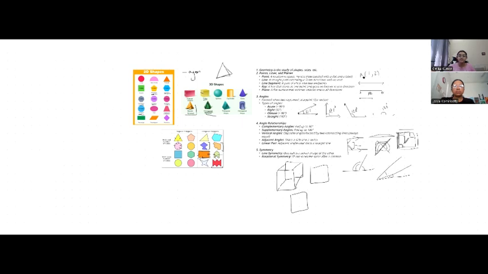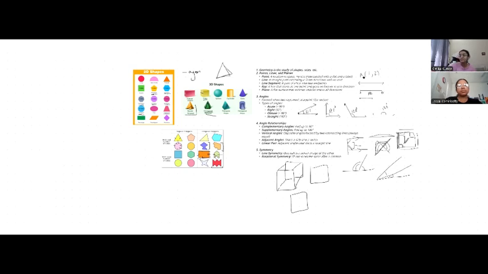And then symmetry is line symmetry. For example, a butterfly, you draw a line, it's the same from both sides. And rotational symmetry is no matter what side you rotate it to, it looks the same. 2D shapes are flat, 3D shapes are not flat.